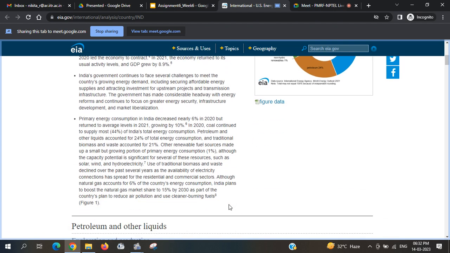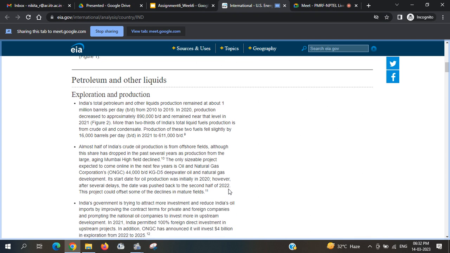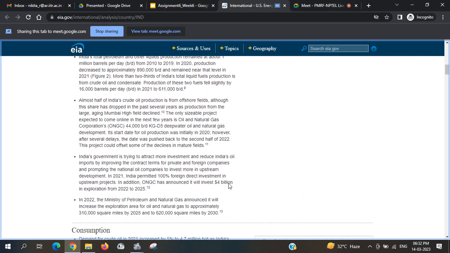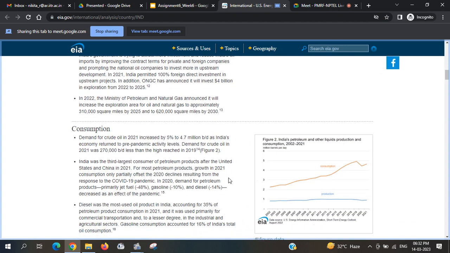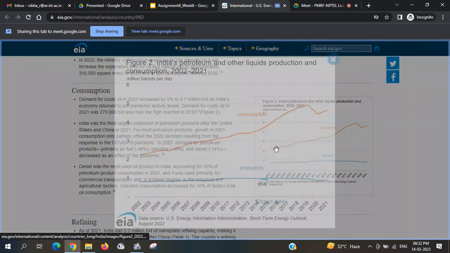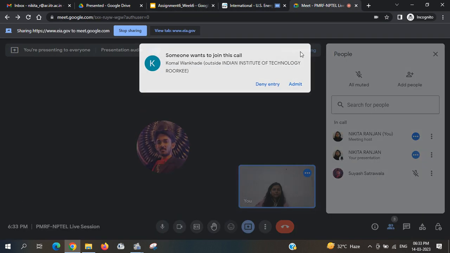If you want to read further, this report provides extensive details about fuel use in India. For example, this is the section which provides the detail about petroleum and other liquids, so not only about consumption but even about production. This graph shows you both production and consumption of petroleum and other liquids in India over time.